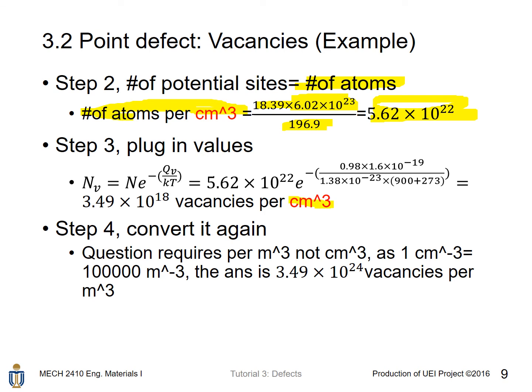Be careful of the units. As we have already converted the units, we can just directly plug in the values. We still have to convert the units for the answer, because the question requires a per m cubed answer, not a per cm cubed answer. As 1 per cm cubed is equal to 1,000,000 per m cubed, the answer is this number of vacancies per m cubed.